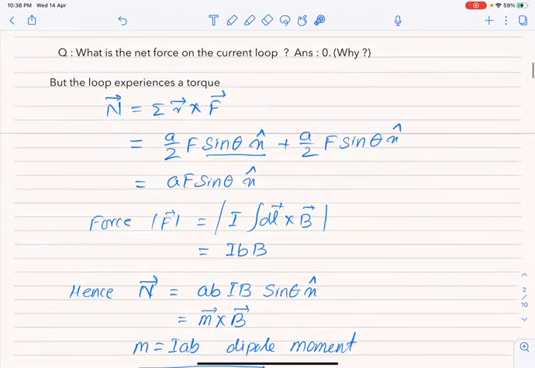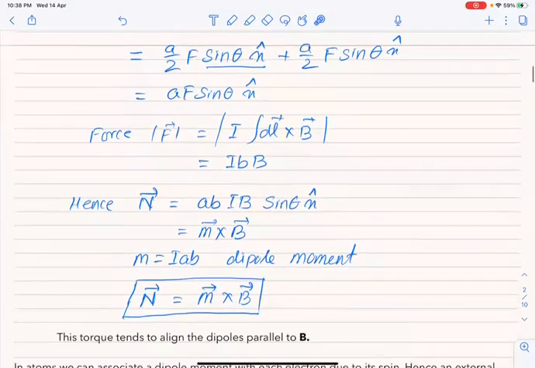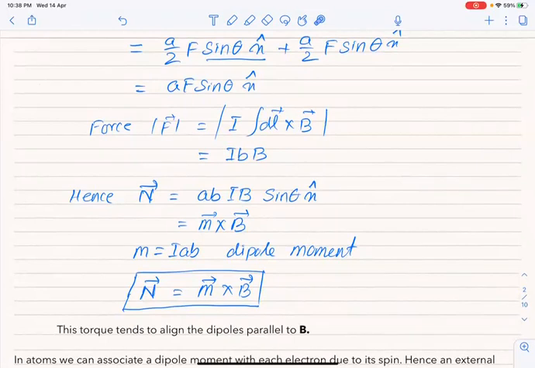Now A B I, this part: A B is the area, I is the current, and so A B and I should give you the dipole moment. And then you have B here, and so your dipole moment M B sine theta x cap, and that is nothing but your M cross B. So now you can write the final result: the torque on a magnetic dipole in a uniform field is M cross B.